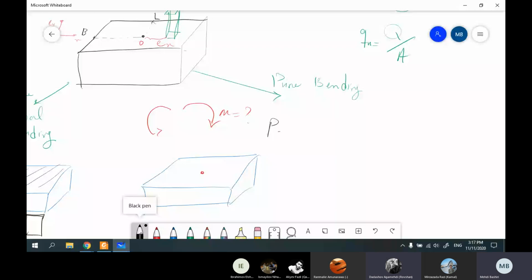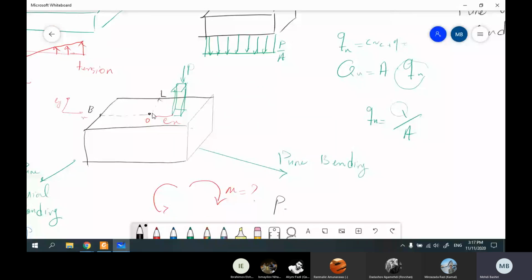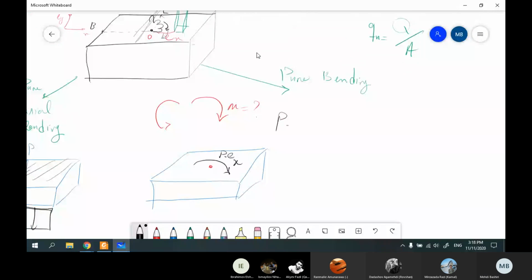So in this case, we have a moment. Magnitude is P dot ex. And if I put my thumb here like this, and the rest of my fingers will be like this, my thumb is along this axis, and the rest of my fingers are rotating in this direction. So this is my moment, the magnitude is P dot ex, and the direction is like this.